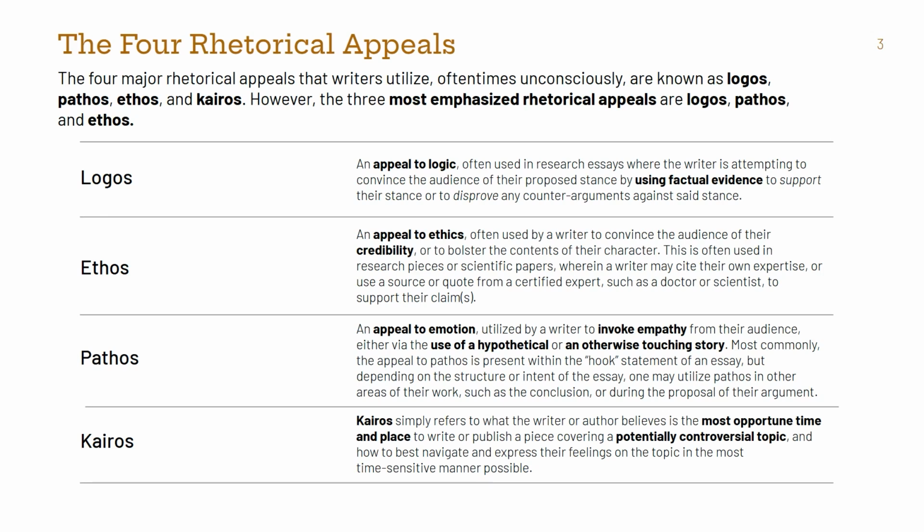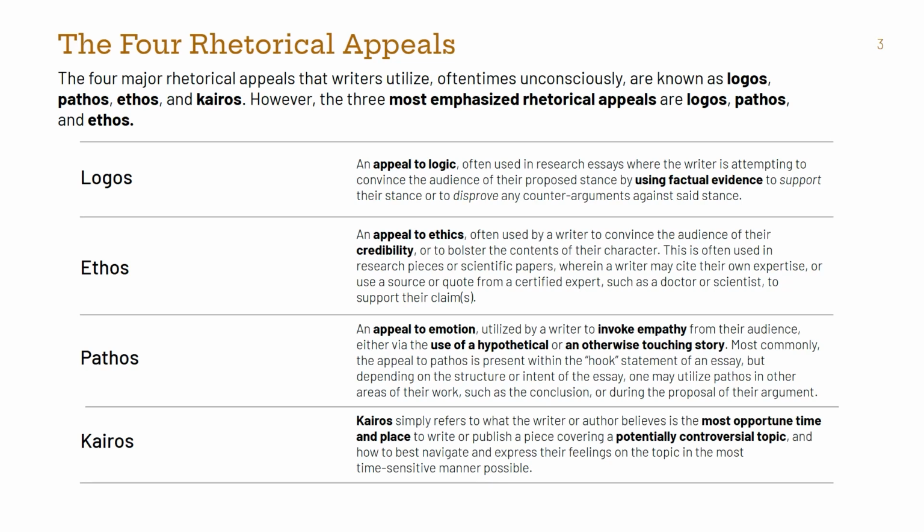Logos is an appeal to logic, often used in research essays where the writer is attempting to convince the audience of their proposed stance by using factual evidence to support their stance or to disprove any counterarguments against said stance. So typically, whenever a writer is trying to appeal to an audience's logos, they're appealing to their logic and reasonable thinking by using not only evidence to support their claim, but cited sources to better support their argument.